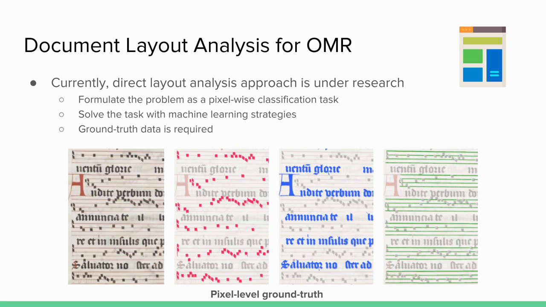Now, however, the direct layout analysis approach is under research. This is the demo that has been shown before, in which the task is formulated as a pixel-wise classification task. We want to know the category of each pixel, to which layer of information it belongs. And we can solve this with machine learning strategies, which is the state of the art now for document layout analysis. Of course, the main drawback is that ground truth data is required, but the good thing is that as long as we have appropriate ground truth data for our documents, we can use the same model, the same approach, for our own manuscripts.